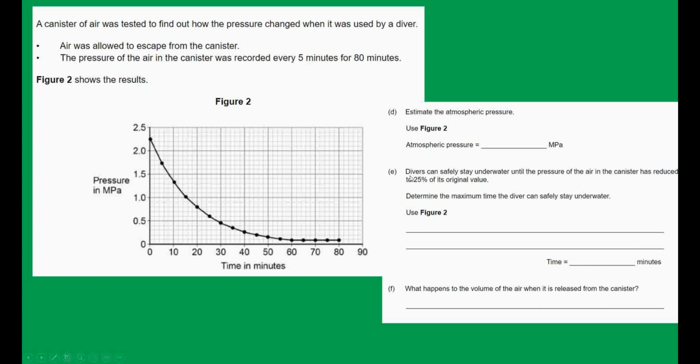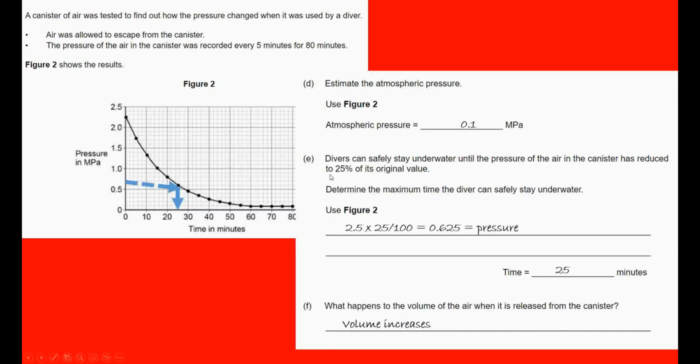Then we've got the divers can safely stay underwater until the pressure of the air canister has reduced to 25% of its original value. Determine the maximum time the diver can safely stay underwater, again using figure 2. What would happen if the volume of air was released from the canister? Have a look at what we've done, see if they get any marks, see if you could improve it.